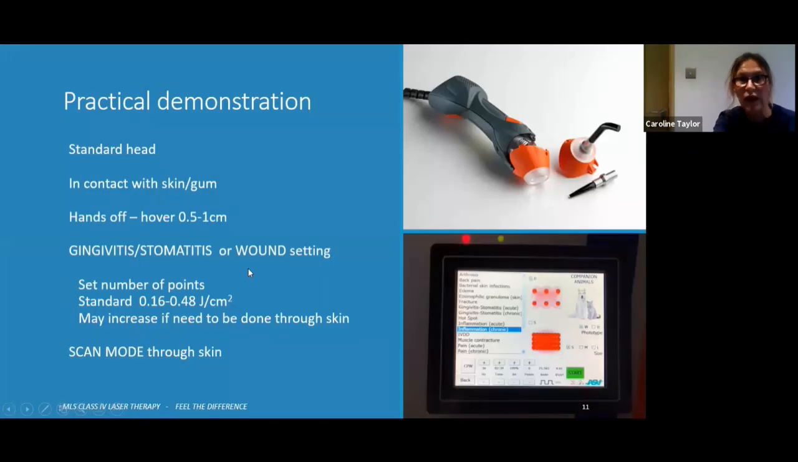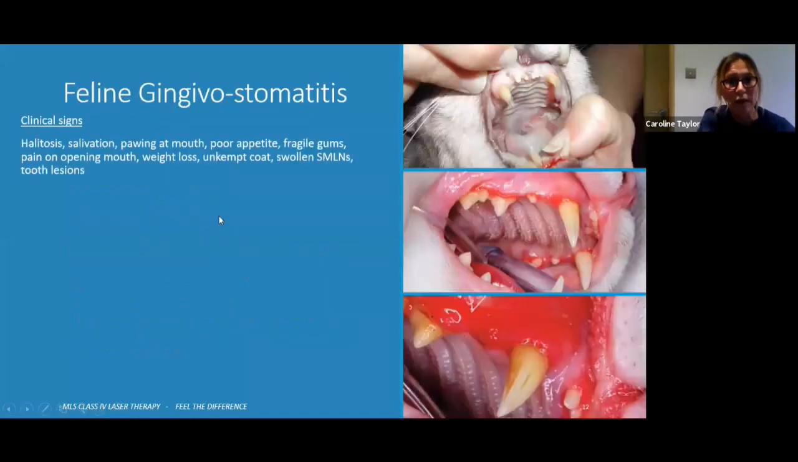So we'll just go back to where we were here, and how am I doing for time? Not too bad. So we've got a little bit longer to just discuss gingivostomatitis.